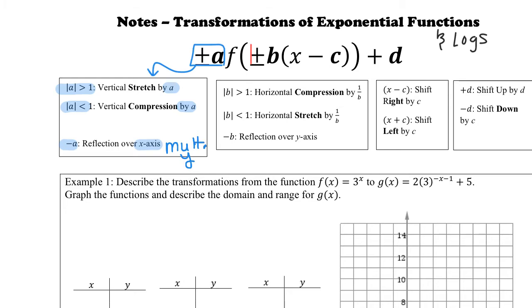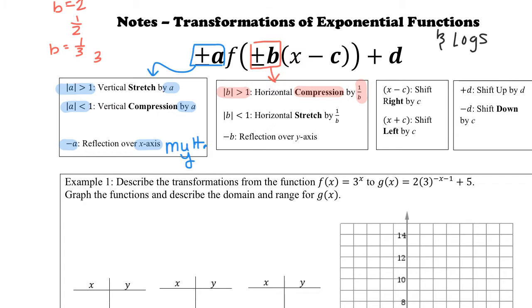Then we have b on the inside. That's this box here. This is the one that's backwards. All the inside stuff is backwards. So if you have a b greater than 1, it's actually a compression, and it's a compression by 1 over b. For example, if you have a b value of 2, your compression factor is actually 1 over 2. If you have a b value of 1/3, your stretch factor is actually 3.